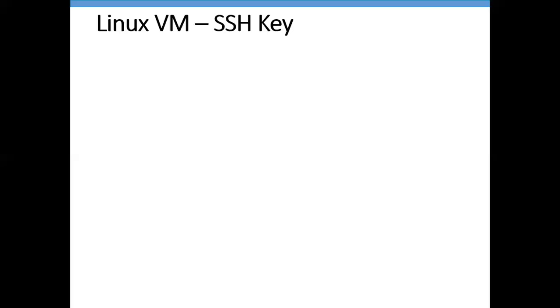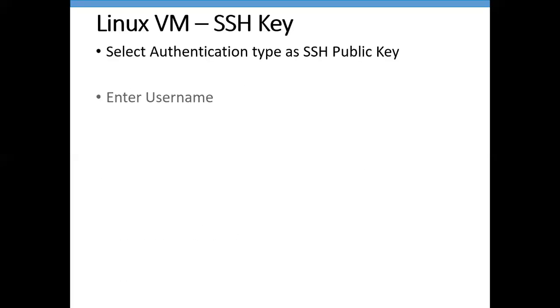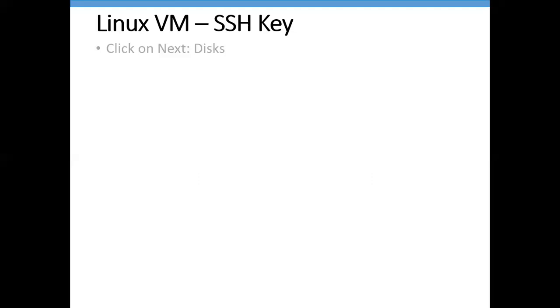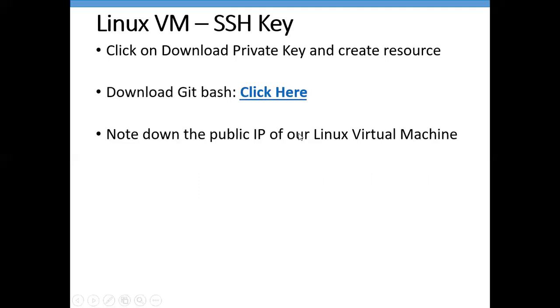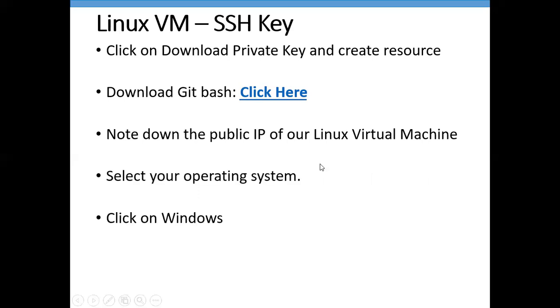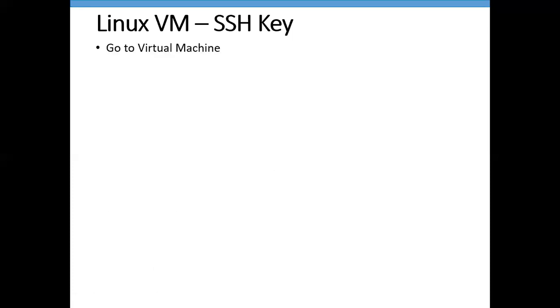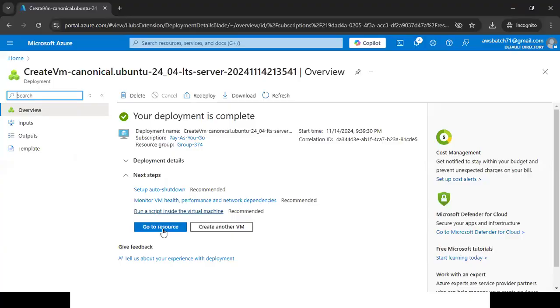Now, once our machine is ready, we have to connect to this machine with the help of Git. In the previous session, we already downloaded and installed Git. Now I have to note down the public IP of my Linux machine. It's not mandatory to note down the public IP for this one. If you're using a password, then it is mandatory, but not right now. Why? We'll discuss it.